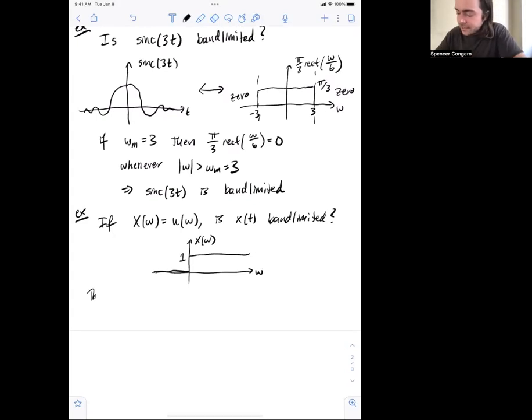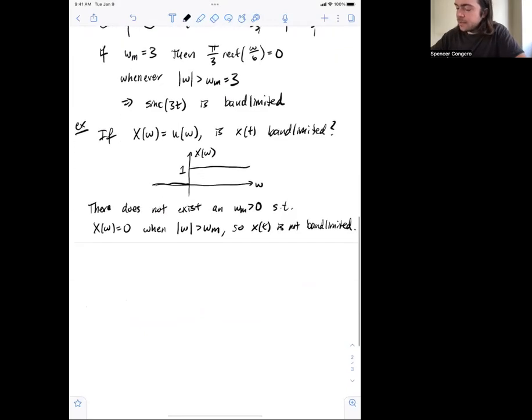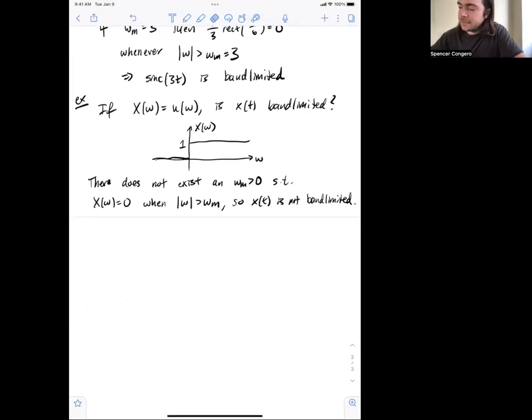So let me just write that. There does not exist omega sub m greater than 0 such that x of omega equals 0 when the absolute value of omega is greater than omega sub max. So x of t is not band limited. Okay, let's do another one.